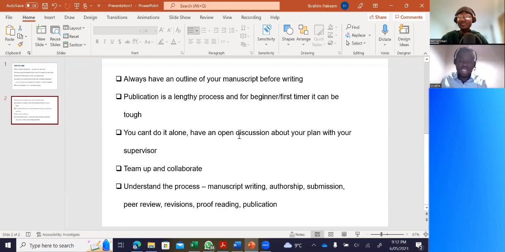Next point is team up and collaborate. Yes, you may be so good that you want to publish a paper as a single author. In fact, it has a very negative connotation rather than a positive one. It means you are not a good team player. You are not reliable. You think you know so much that nobody else can make an input or correct your work. So it's not really something great in the research or academic field to be a single author on a paper. It doesn't work like that.